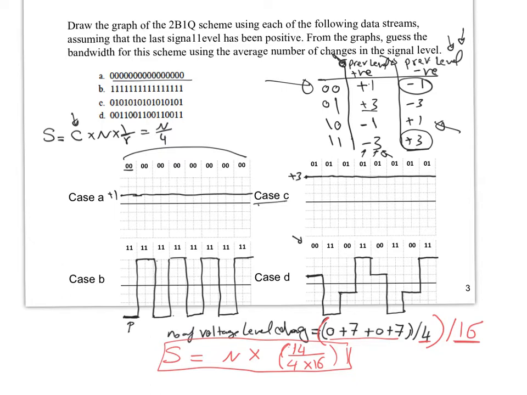So again, the way we calculate this is to calculate the total number of changes, and then we divide it by four for the number of cases, okay? Since each of these cases has 16 bits, we have to get the average number of changes per bit, and then we multiply it by the number of bits per second, which is N. So we get the signal rate per unit time.